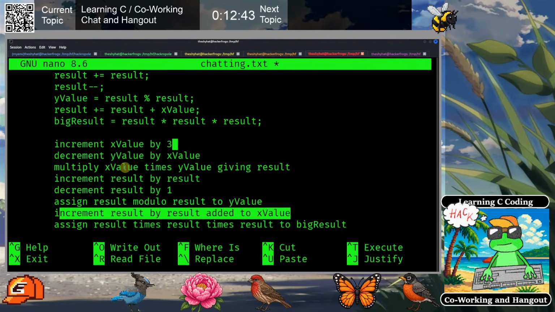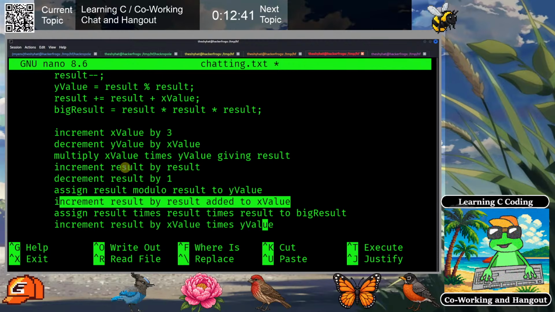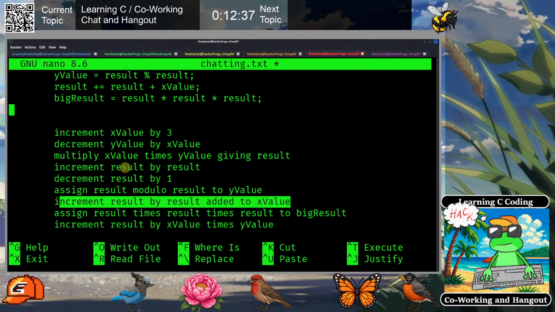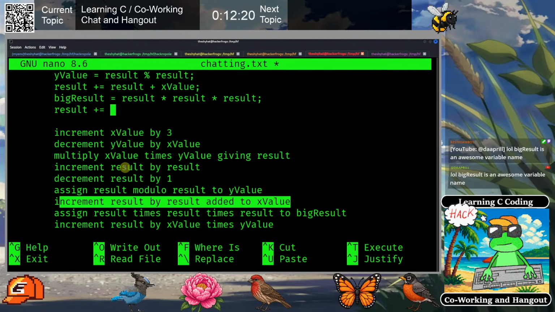What are we doing here? Okay, and the last one is increment result by x value times y value. So result plus equals x value times y value.